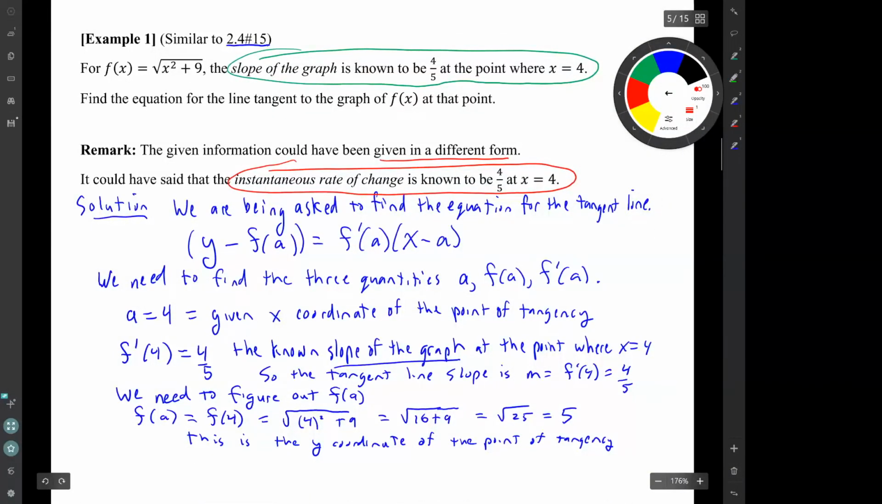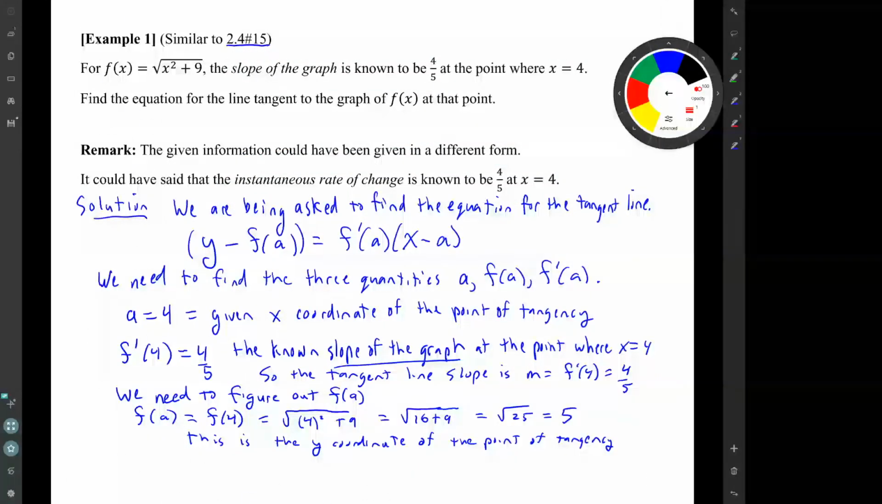I bring that up because you have two problems on your homework that are similar. One is like the one that we just did, where the slope of the graph is given to be a particular value at a particular x value. The other problem has different wording. It has wording like this, where you are told something about a known value of the instantaneous rate of change of the function at a particular x value. So it's the same kind of function, just different wording, just asking you to make that connection that instantaneous rate of change of a function is the same as the slope of the tangent line for that function. All right, let's go on to the next example.